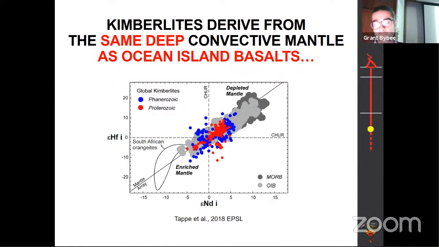This is a summary chart from the nice review paper of Sebastian Tappe and his colleagues in 2018. Neodymium isotopes versus hafnium isotopes. The gray field are ocean island basalts. The kimberlites, Phanerozoic in blue and Proterozoic in red, nicely overlap most of the ocean island basalt field, excluding this more depleted field, which are the ocean island basalts related to mid-oceanic ridges, where there is, of course, more depleted material being tapped.